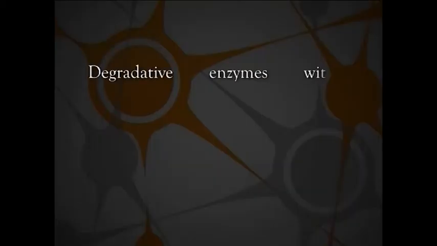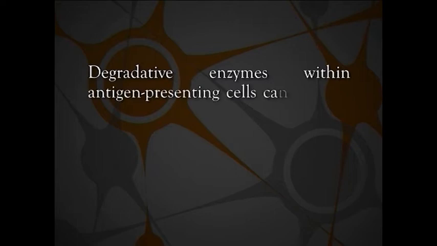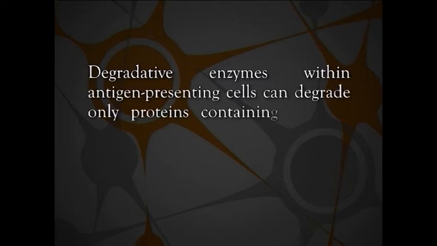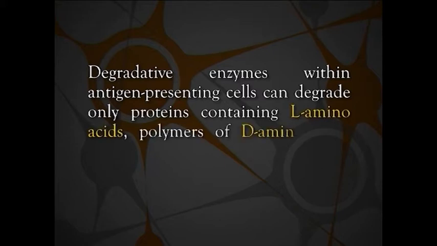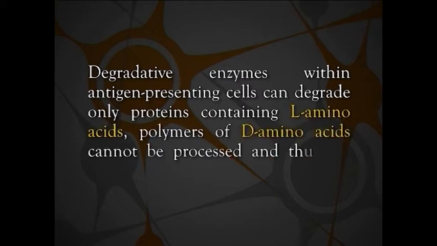Susceptibility to antigen processing and presentation. Large insoluble macromolecules generally are more immunogenic than small soluble ones because the larger molecules are more readily phagocytosed and processed. Macromolecules that cannot be degraded and presented with MHC molecules are poor immunogens. For example, degradative enzymes within antigen-presenting cells can degrade only proteins containing L amino acids. Polymers of D amino acids cannot be processed and thus are poor immunogens.